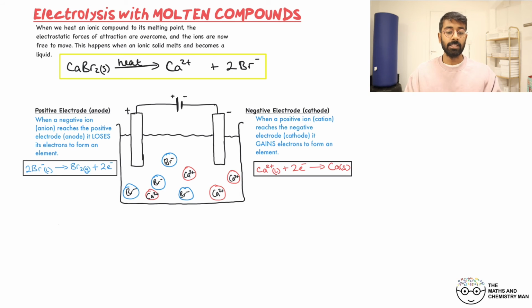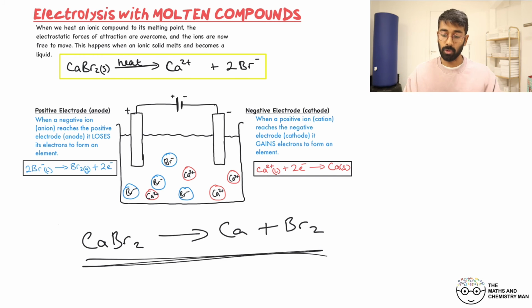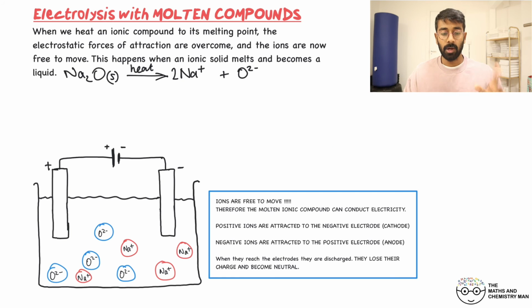There we go. So overall, what's happened with this one? Well, we started with CaBr2, and then what did we turn it into? Well, we got calcium, didn't we? And we also got bromine. So there we go. That's what's happened overall. Great. One more example to go.